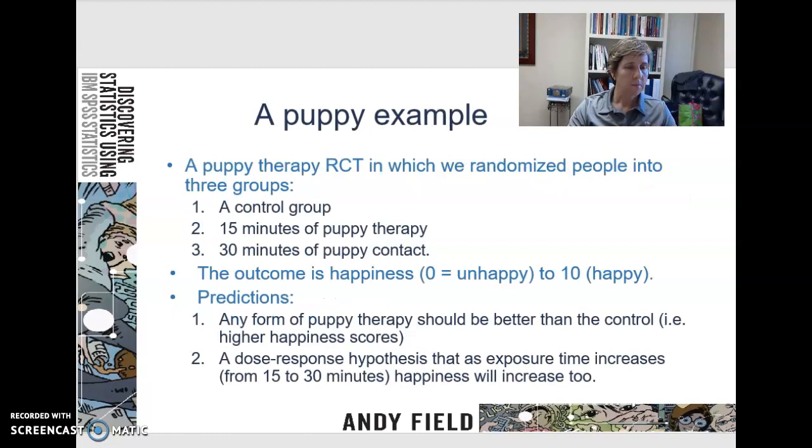So Andy uses the example of looking at happiness between three groups. You've got a control group, 15 minutes of time with the puppy, versus 30 minutes of time with the puppy. And they've got a rating scale of 0 to 10. And they're looking to determine whether or not there is a difference in happiness of the two groups compared to the control. And then also looking at the 15 minutes versus the 30 minutes.